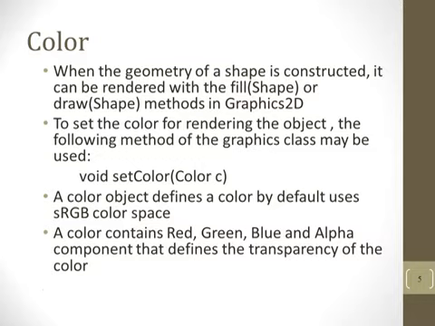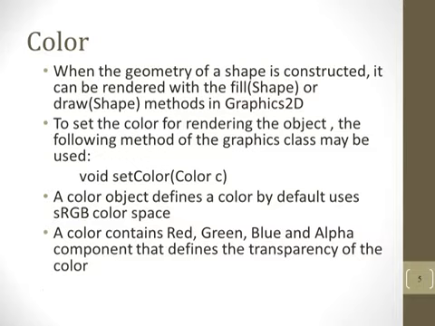Besides RGB, an alpha value related to the transparency of the color can be specified. The following constructors allow alpha value specification. So an additional input is added for the alpha value.